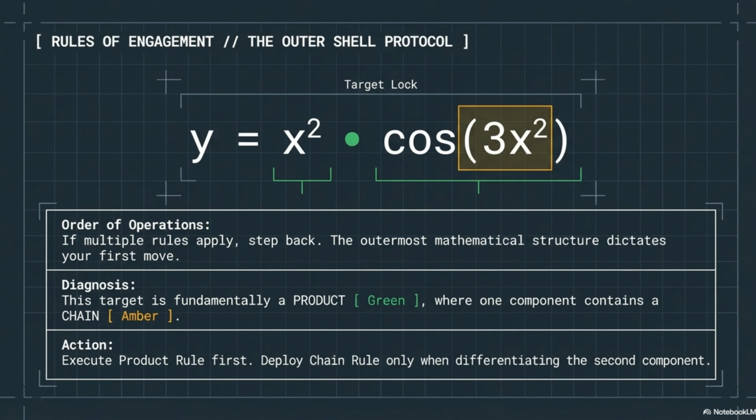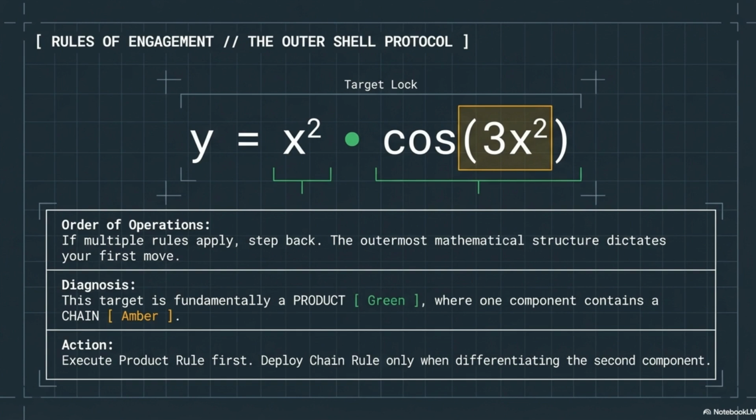This brings us to the rules of engagement and the outer shell protocol. When establishing a target lock on a complex function, you must respect the order of operations. If multiple rules apply, step back and let the outermost mathematical structure dictate your first move. In this diagnosis, the target is fundamentally a product, where the second component contains a chain. Your action plan is to execute the product rule first, and only deploy the chain rule when differentiating that second component.